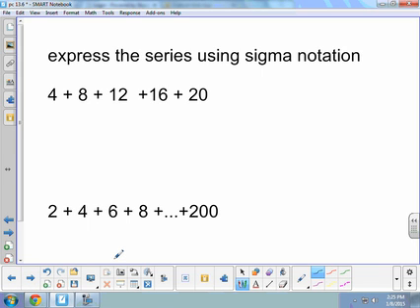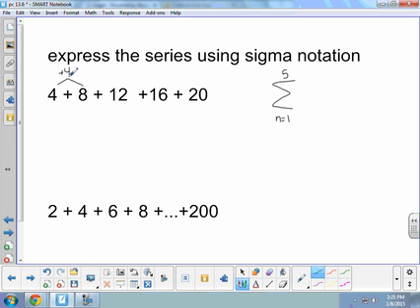So let's go ahead and figure out some of these right here. Well, it looks like this is going up by 4 each time. So I'm going to start by writing a sigma sign. And it's going from 1, and it looks like I've got 5 terms here. And now I need to do the hard part. I need to figure out what's going on.